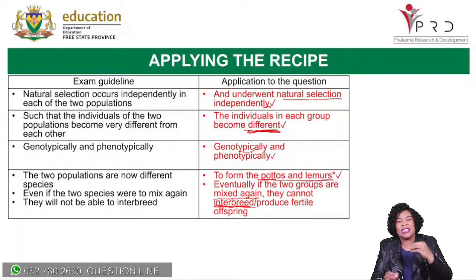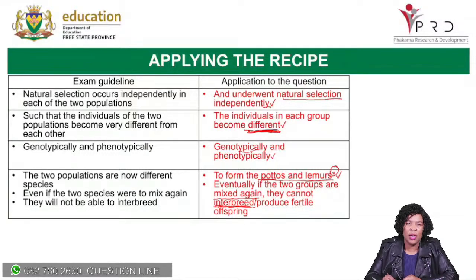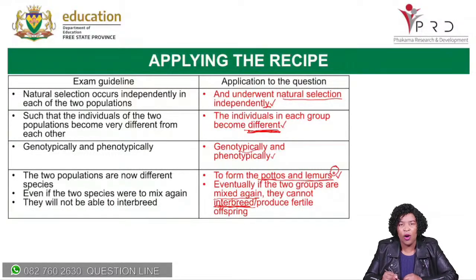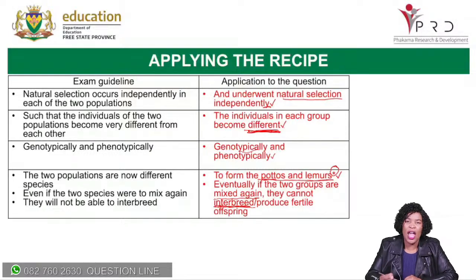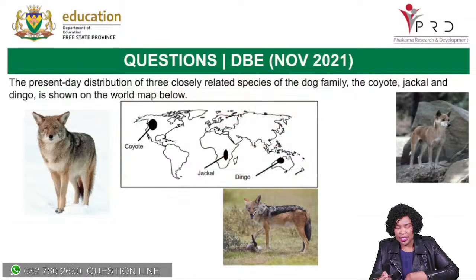Sometimes, because you were asked about the potos and the lemurs, there will also be a compulsory mark here, as indicated by that star or asterisk, to show that you were actually explaining to us how the potos and the lemurs became different species. So at the end of your answer, we must see the potos and the lemurs. It must not just be general, it must be what you were asked for. So I hope everyone now knows how to apply the recipe. So this is just another example of speciation.